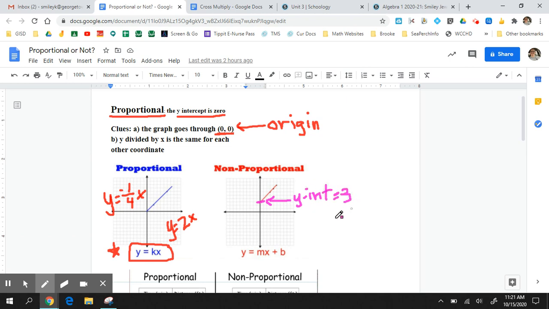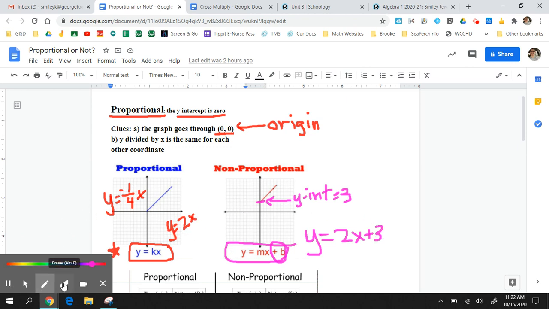So we know it has to be non-proportional. The same for this equation. You're actually going to have a number at the end of your equation on this one. You did not have that over here on the other one. So for example, you could have y equals 2x plus 3. Okay. And you can compare it to the other one. All right. So if you notice, your line goes through the y-intercept, not at your 0.